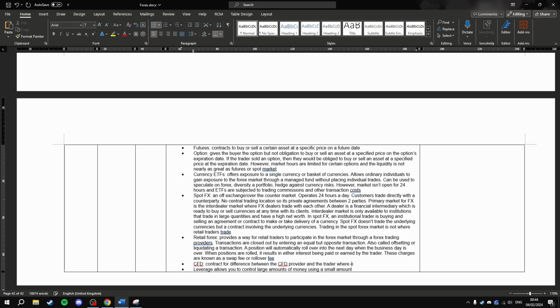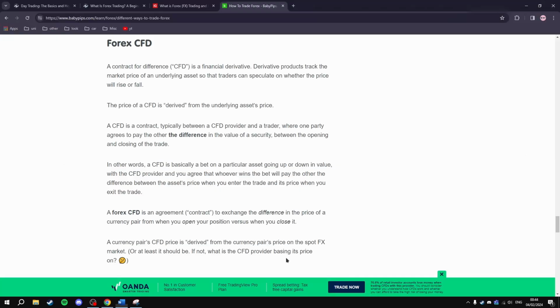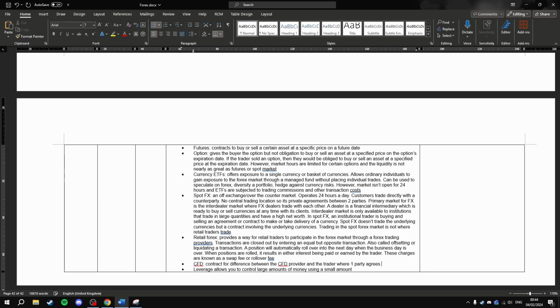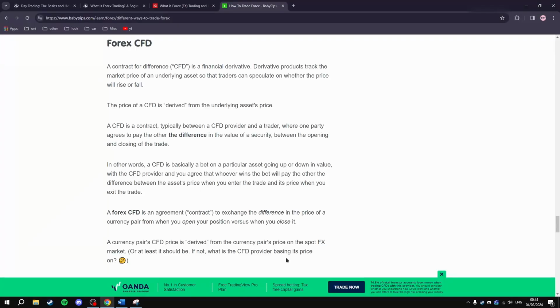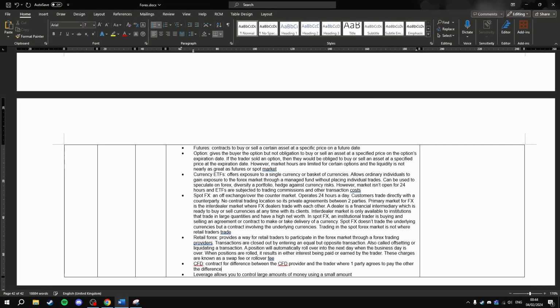Where one party agrees to pay the other the difference in value of a security between the opening and closing of a trade.